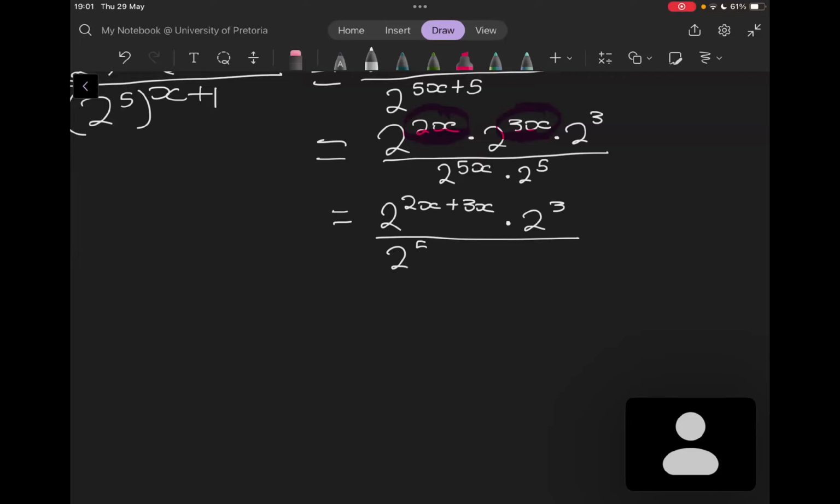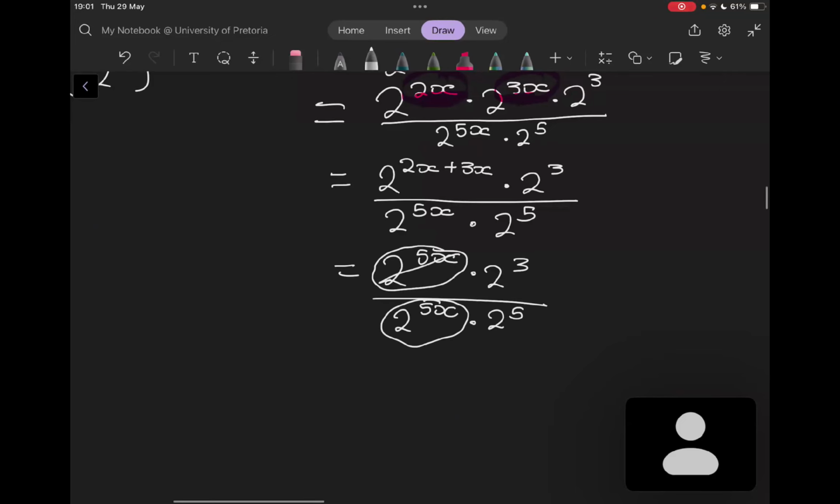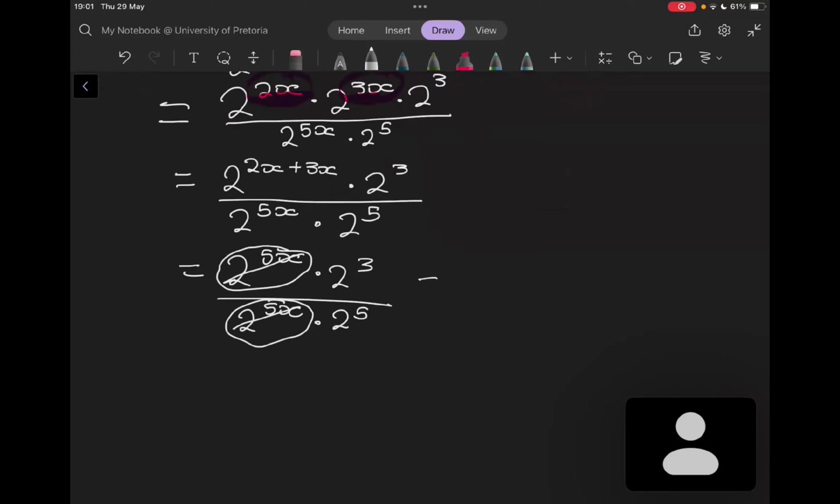If you know of a way to solve this using a different method, so long as you arrive at the final answer and it's correct, then everything is good. Cool. Let me simplify this. We then end up with 2 to the power of 5x multiplied by 2 to the power of 3, divided by 2 to the power of 5x times 2 to the power of 5. Let's eliminate our like terms in both the numerator and the denominator, which is the 2 to the power of 5x. That then leaves us with 2 to the power of 3 over 2 to the power of 5, right?